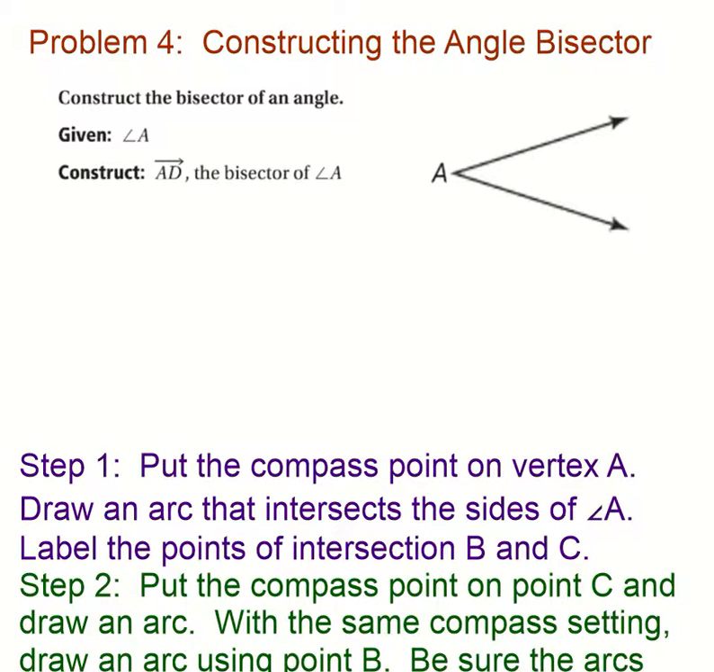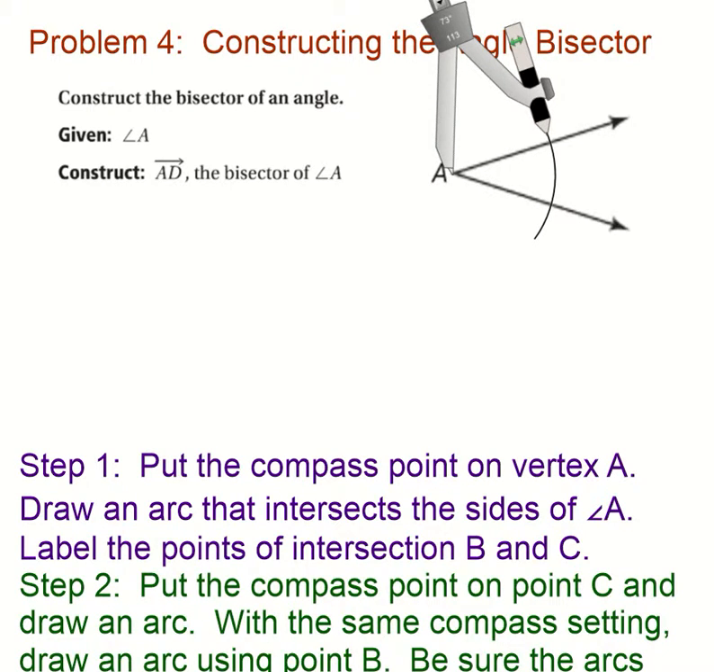So our last slide, we're going to learn how to construct an angle bisector. So we have an angle, and we need to construct a ray AD, which is the bisector of angle A. So the first thing we do, we get out our compass once again, and we line it up on our point A. We're going to extend it out again, and draw an arc that intersects A on both sides, just like we did before.